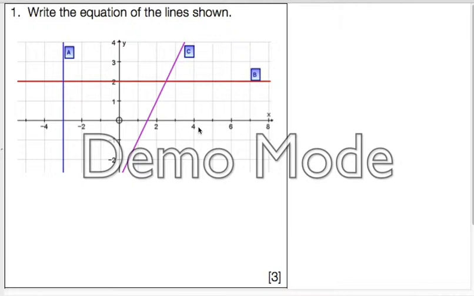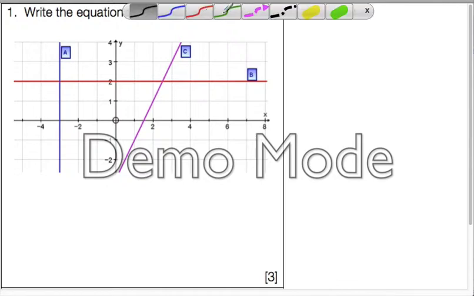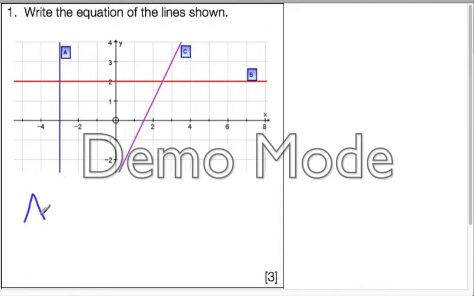So we have number 1 here. There are 3 lines A, B, and C, and the question says write the equation of the lines shown. So let's start with line A. Here, let's use a blue. Line A is over here and it's a vertical line. So line A is a vertical line.